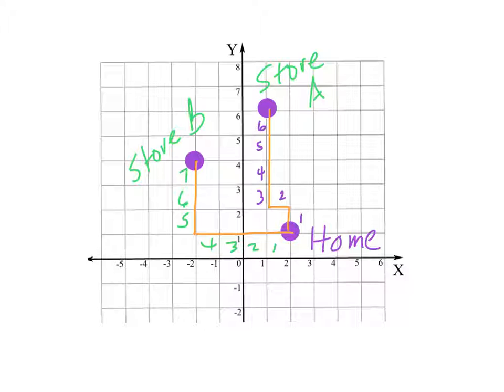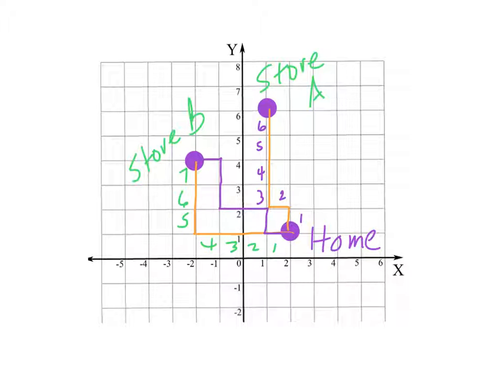Now, if you wanted, you could experiment. We could try store B one last time and see if we can get there more quickly. I'll do that in purple. Let's try one that looks more like steps. So let's count 1, 2, 3, 4, 5, 6, 7. So it looks like regardless of which way we go, store B is just going to be a little bit further away.